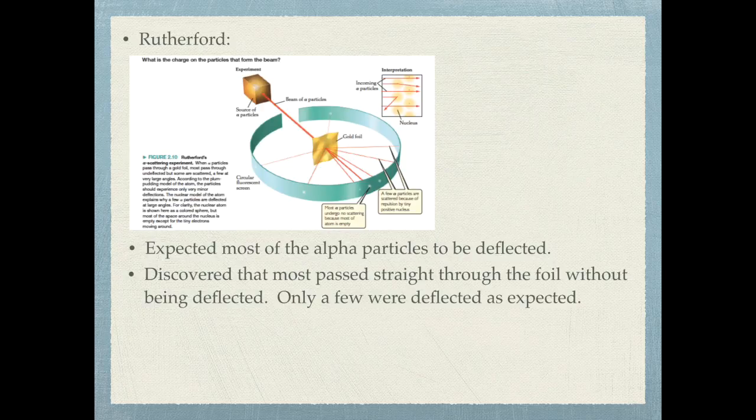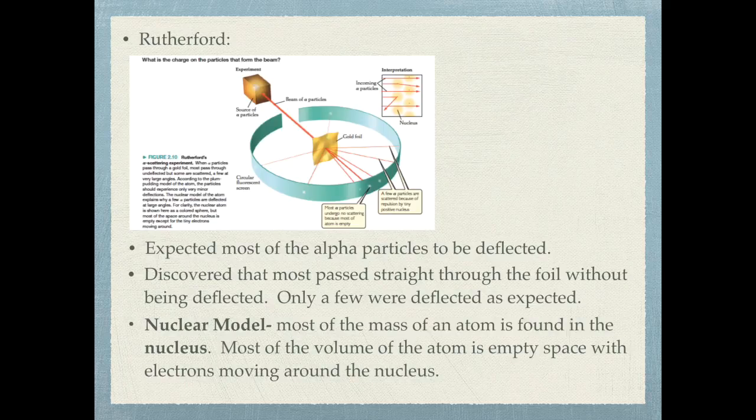However, what he saw was that most of the alpha particles, which are positively charged particles, actually passed straight through the foil without being deflected. And then only a few were deflected, and those that were deflected were actually deflected at severe angles, way beyond what Thomson would have expected.